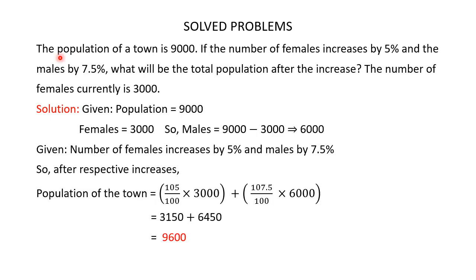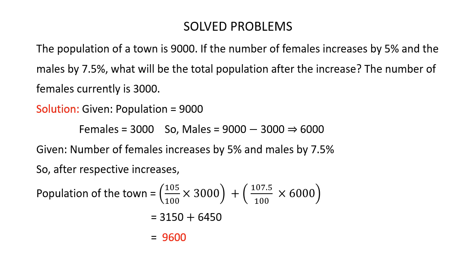The population of a town is 9,000. If the number of females increases by 5% and the males by 7.5%, what will be the total population after the increase? The number of females currently is 3,000. So now it's given that the population is 9,000 and the number of females is 3,000. So number of males is equal to 9,000 minus 3,000, which is 6,000.